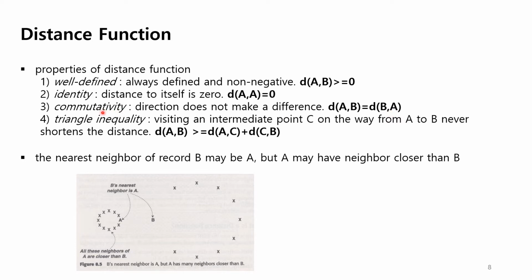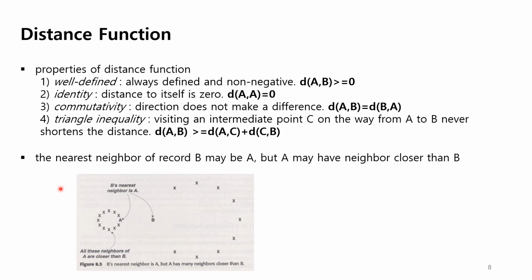That's called commutativity. And triangle inequality is that the distance between A and B is less than or equal to the distance between A and C plus the distance between C and B. If you draw a triangle, this is clear. So if you define a distance function in instance-based learning, you make sure these properties are satisfied.